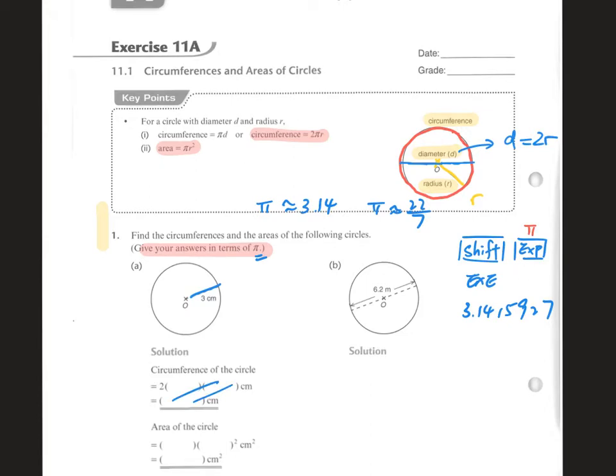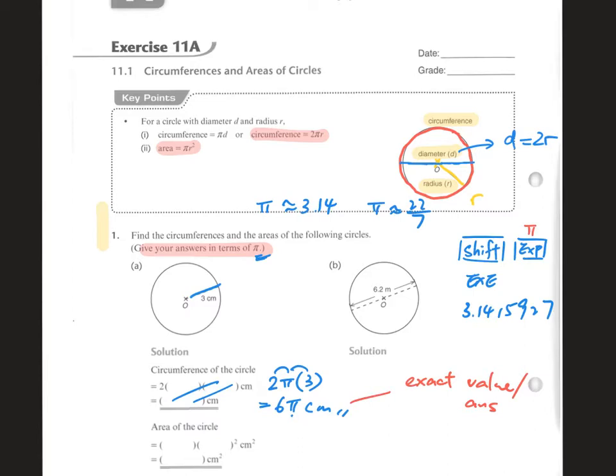So for example, in 1a, the circumference will be 2 pi r, 2 pi times 3. So it's 2 times pi times 3, which gives you 6 pi cm. So that's the meaning of in terms of pi because it's kept there. This one, what we call it is a precise answer or exact answer, exact value, because the pi is kept over there. We didn't use 3.14, nor 22/7, nor the very long one in the calculator.